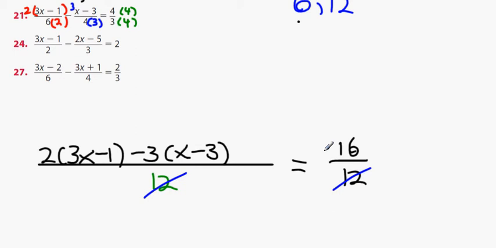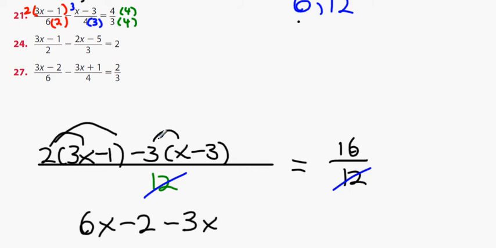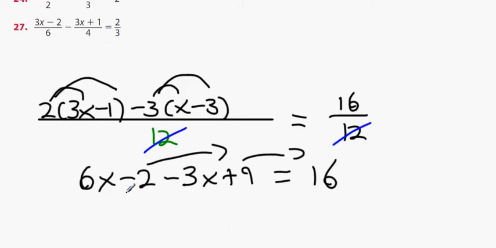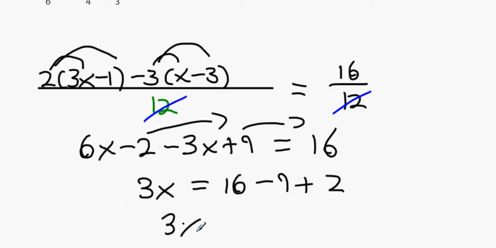Okay? And what will in effect happen is we're going to multiply these out. We're going to get 6x minus 2 minus 3x plus 9 equals 16. Bring the 9 and the 2 over the other side. We're going to get 3x equals 16 minus 9 plus 2. 3x equals 9, x equals 3.